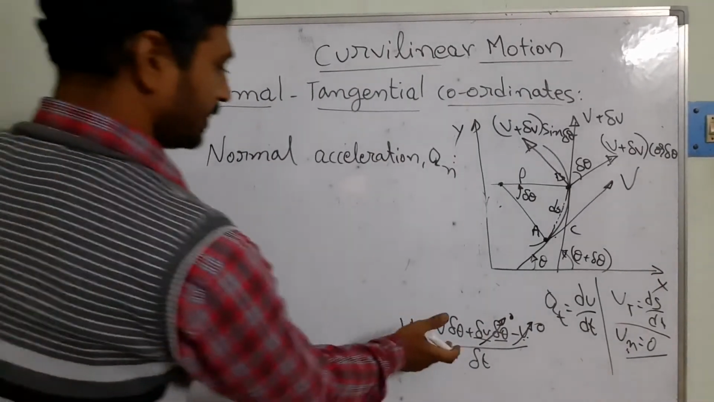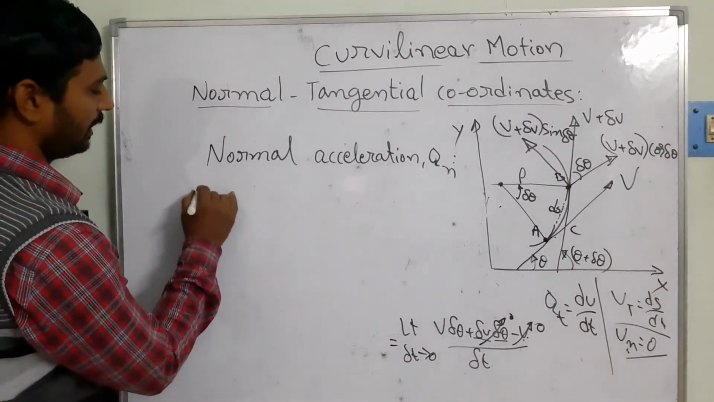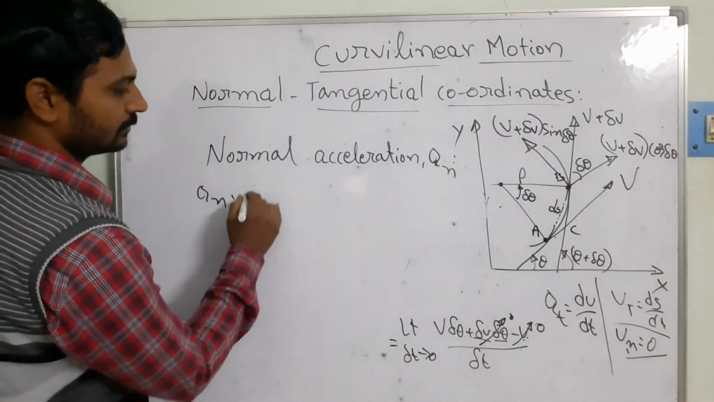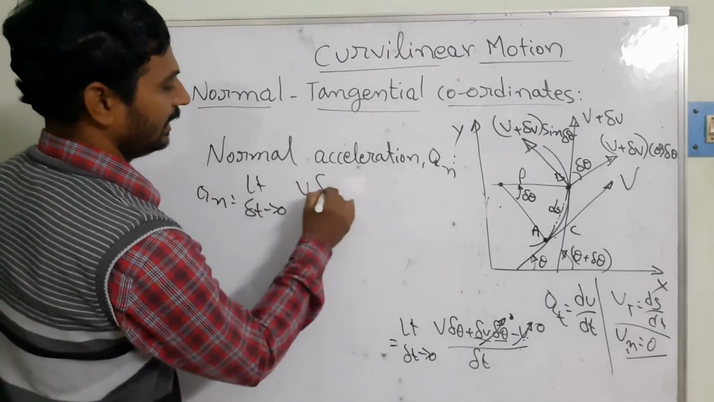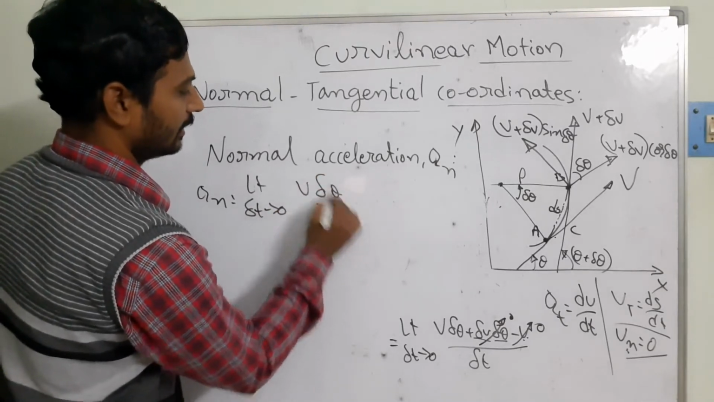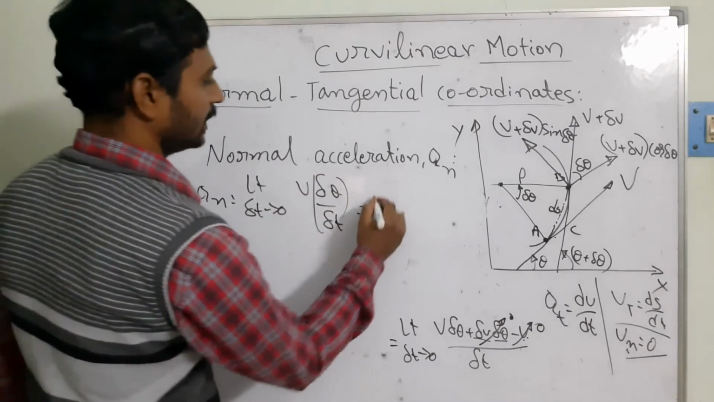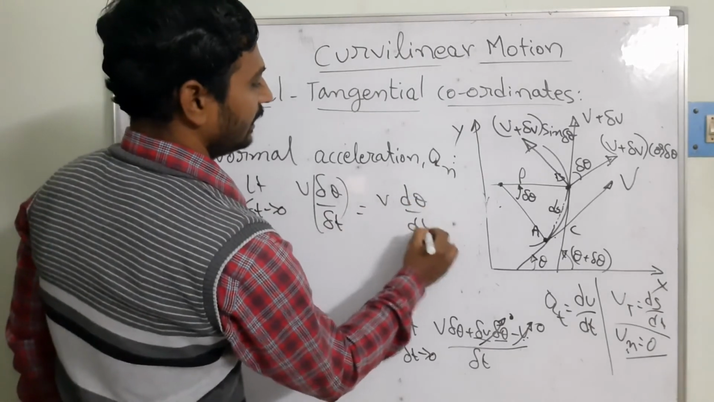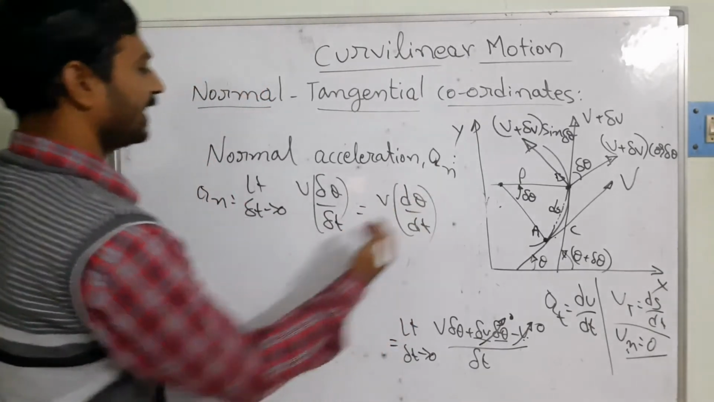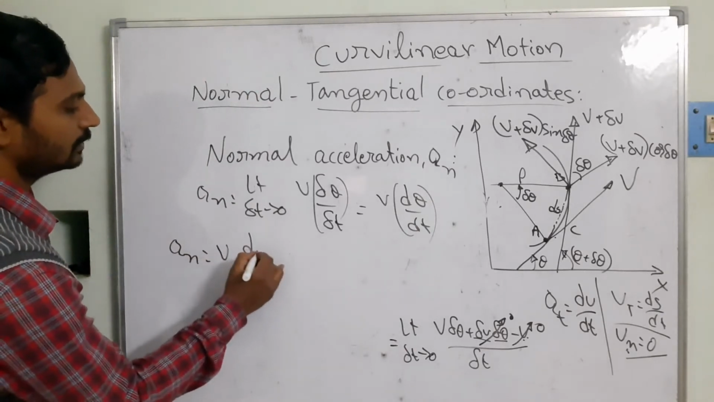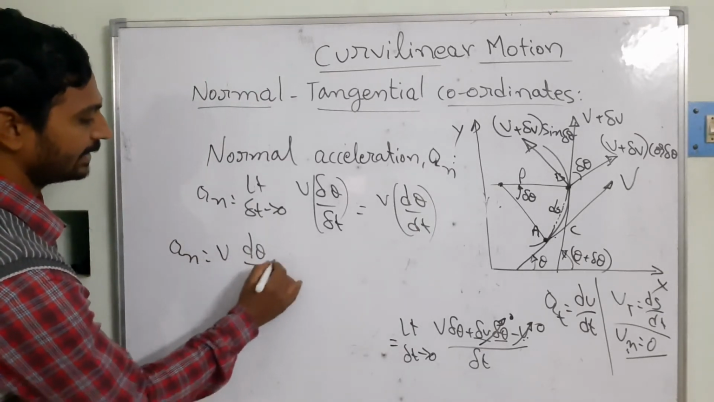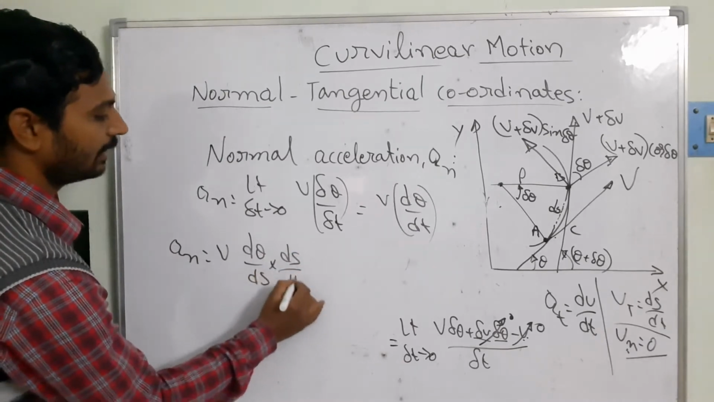So here is going to be the simplification. That's going to be a_n is equal to limit Δt tends to 0 of V Δθ by Δt, and when it is approaching, V dθ by dt. I am going to be simplifying this equation. That's a_n is equal to V into dθ by ds by dt.